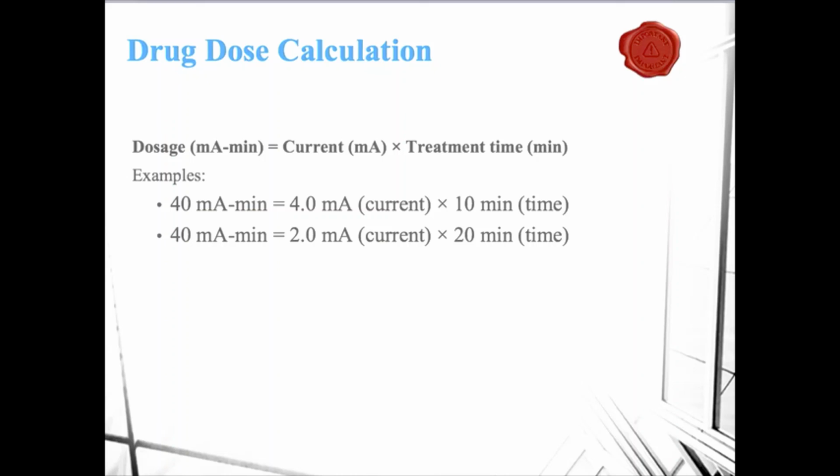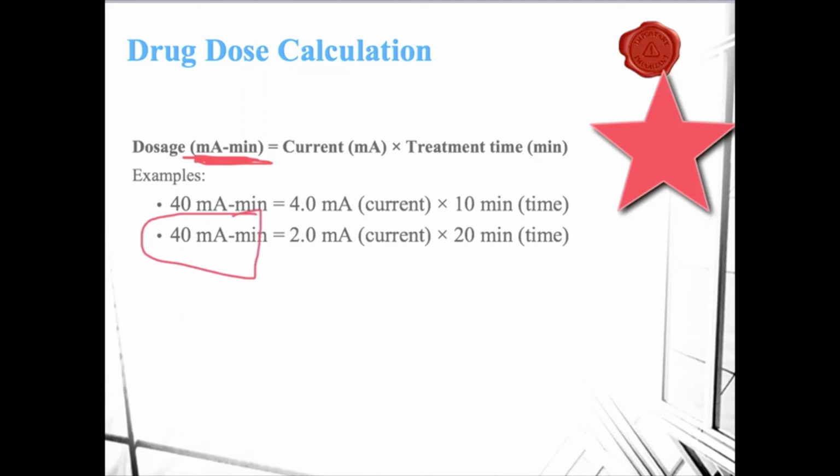Okay, so for this slide, we're going to go over the calculation. Now, I do want to say this is going to be important here. So make sure you know this. Looking at this, we're dealing with milliamp minutes as the dosage. So a dosage could be 40 milliamp minutes. That will be the unit of measurement for this.